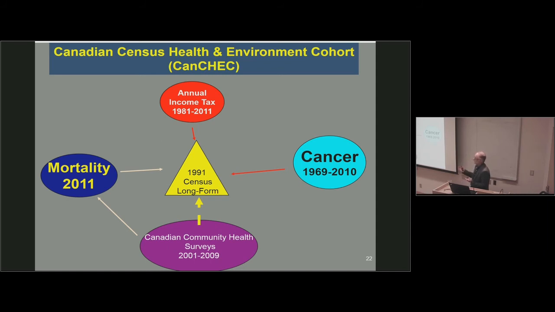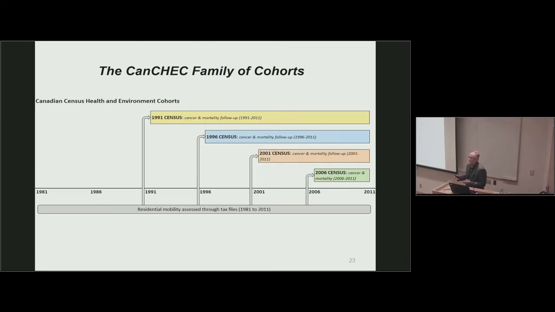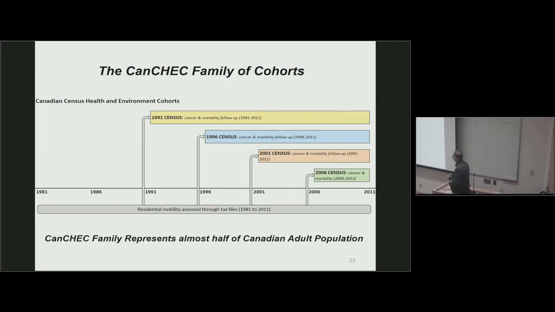So now what we have is a cohort of several million people followed for 20 or 30 years with individual annual residence information and a whole suite of risk factors. But we didn't want to stop there. So we decided what we'd do is, there's the 91 long form respondents, and then we did the 96, and then we did the 2001, and then we did the 2006, and eventually we'll do the 2011, and so on. For these four different cohorts, that represents over half the adult population of Canada. So we have about 10 million, 12 million subjects in these cohorts now, followed up over a long time. So for important health endpoints like mortality and cancer incidence, we can have national coverage.